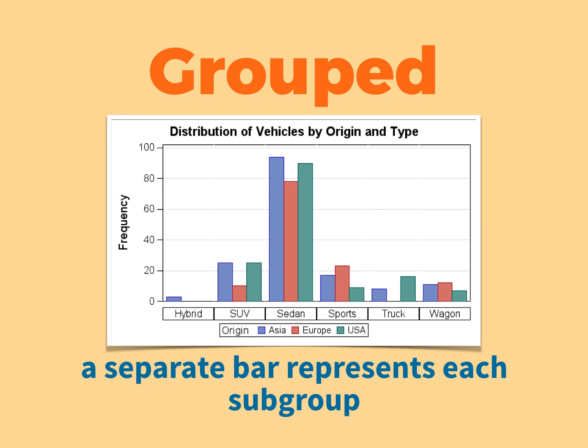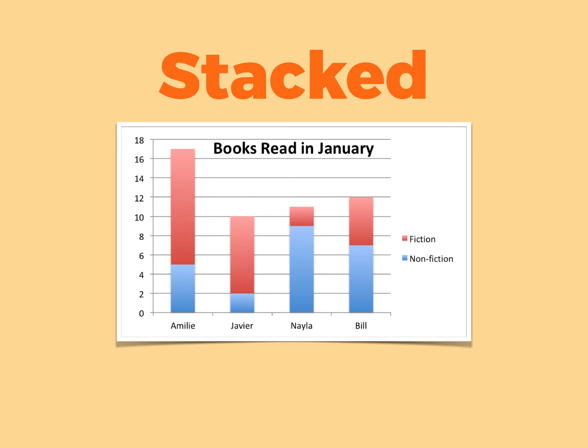And similar to grouped charts, we have stacked charts. Stacked charts work in exactly the same way as a grouped chart, except rather than putting the subcategories next to each other, we put them on top of each other. And we do that to make it easier to compare the total for each category.